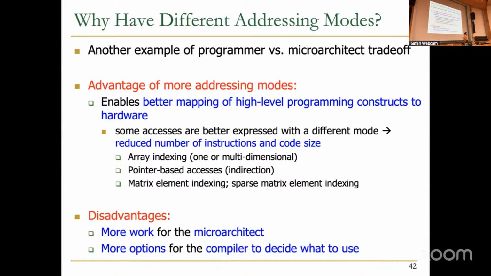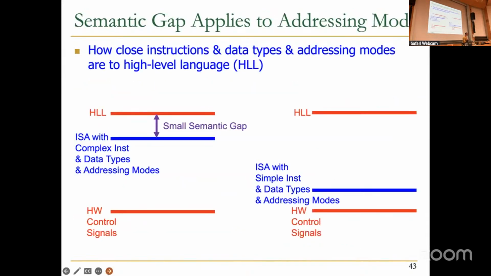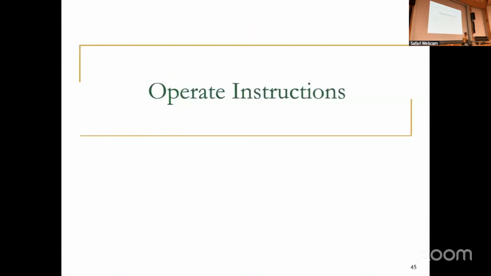This is a disadvantage, again, if you have actually more of these addressing modes, there's more work for the microarchitect, and also maybe more options for the compiler to decide what to use. So here, the compiler actually may become a little bit more complicated as well, if you have too many options. Okay, so this is a semantic gap. I will not talk about this again, but essentially what I've done over here is to add addressing modes also. So your semantic gap depends on what are your instructions, what are your data types, and what are your addressing modes. Okay, there are many other trade-offs in ISA design, which we're not going to talk about right now, at least. I'm going to talk about instruction types and addressing mode types.